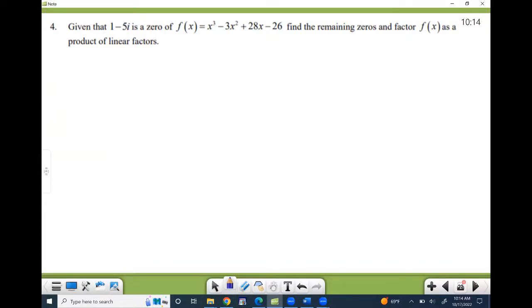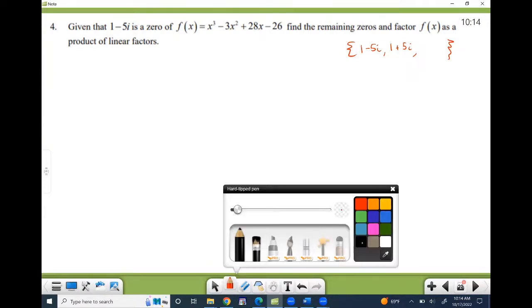Okay. All right, so it says, given that 1 minus 5i is a 0, find the remaining zeros and factor as a product of linear factors. Okay, so right away on our list of zeros, which I always like to kind of have going, we already know 1 minus 5i is on it, which according to that new theorem means 1 plus 5i is on it as well. So we really only have one more zero to find, you guys, because it's a degree 3 polynomial. All right, so let's go in here and see what we can do to find it, okay?